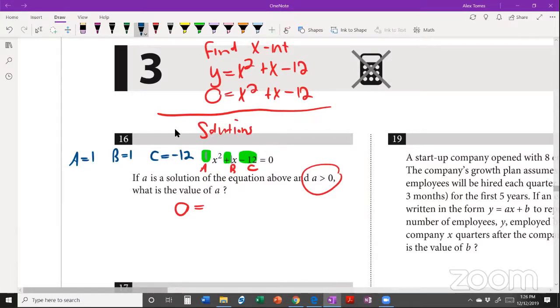And because we have nothing in the A spot, just the invisible number 1, this is our BC factoring, where we say, give me two numbers that add to B and multiply to C. Two numbers that add to 1 and multiply to negative 12. What two numbers do that? Negative 4 and 3. So this will factor to x minus 4, x plus 3.